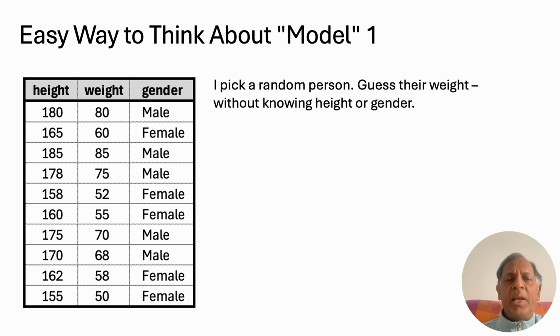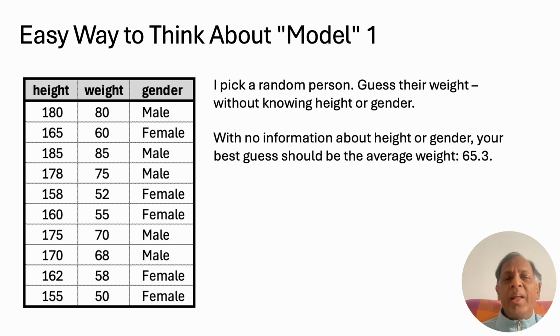and I say I picked a random person from this data set. So I picked any one of these people at random, and I tell you, guess their weight. Okay, I don't give you any further information about the person that I picked. I'm not telling you what their height is or what their gender is. I'm just saying I picked a random person, guess the weight.